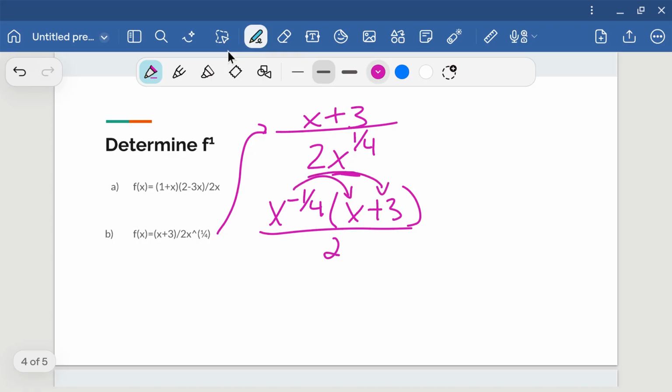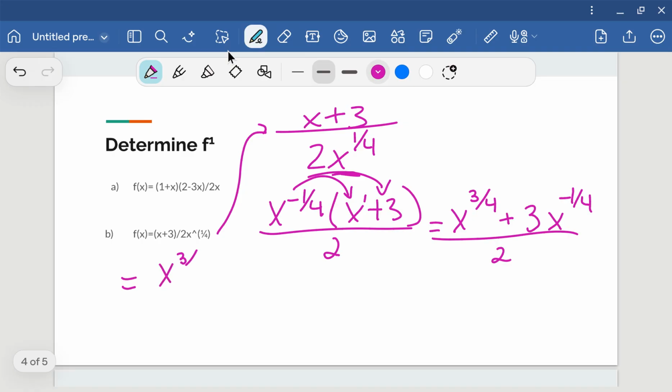Then I'll distribute that x through. I'm just simplifying what I can. So I'll have x to the negative 1 over 4 times x, so I'd have to add 1 and negative 1 over 4, and that would be x to the power of 3 over 4, and then plus 3 times x to the power of negative 1 over 4, and this is all over 2. Then I can do what I did in the previous example, put each term in the numerator over 2, so that will now be x to the power of 3 over 4 divided by 2, plus 3 over 2 x to the negative 1 over 4. I've simplified this as far as I can.